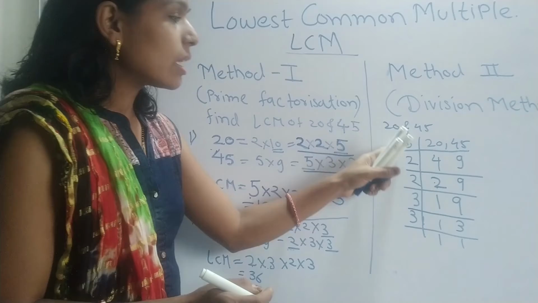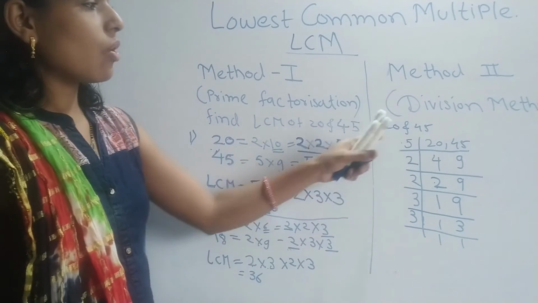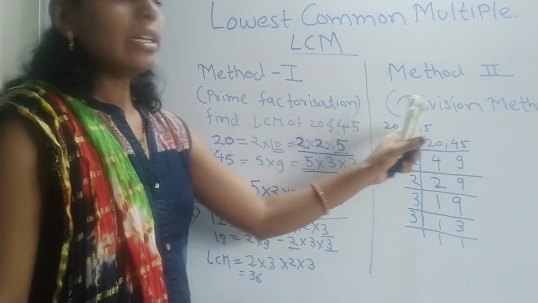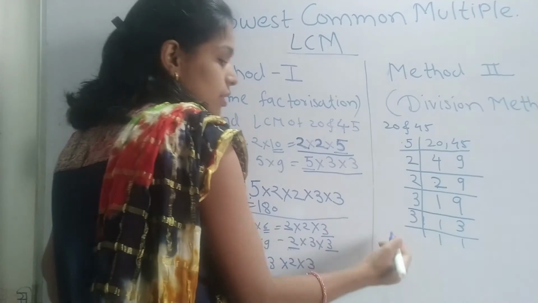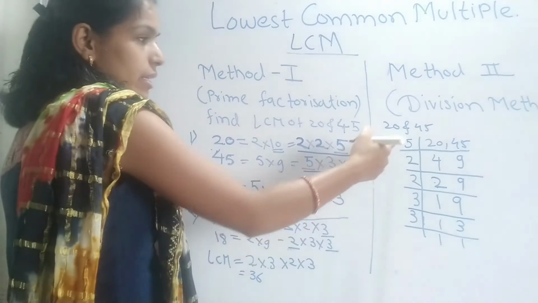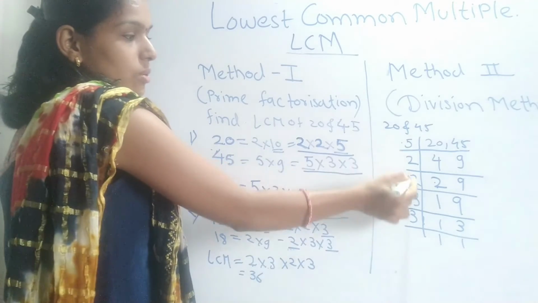And if I multiply these prime numbers, then I get the LCM of the numbers 20 and 45. Got it? If I multiply these prime factors, see here, you can say that these prime factors come like this: 5, 2, 2, 3, 3.